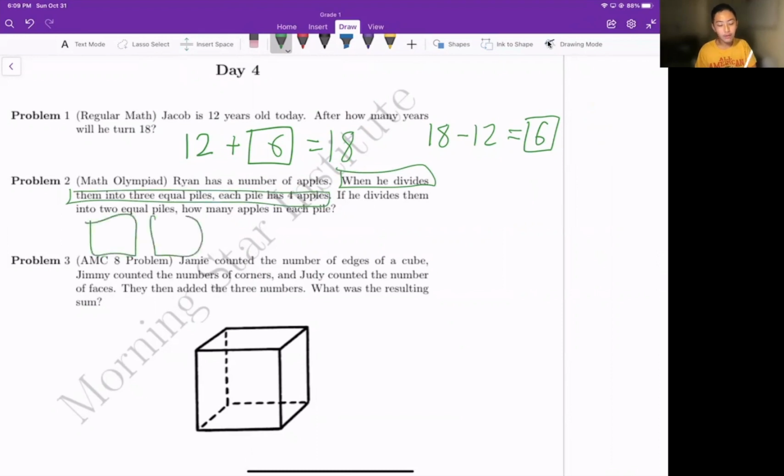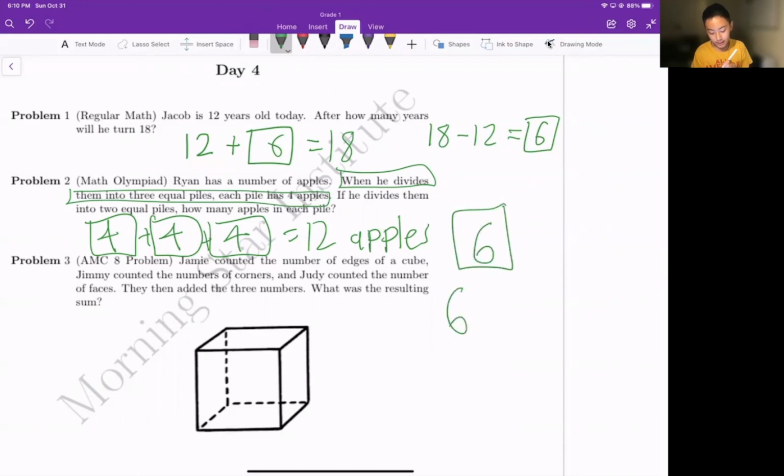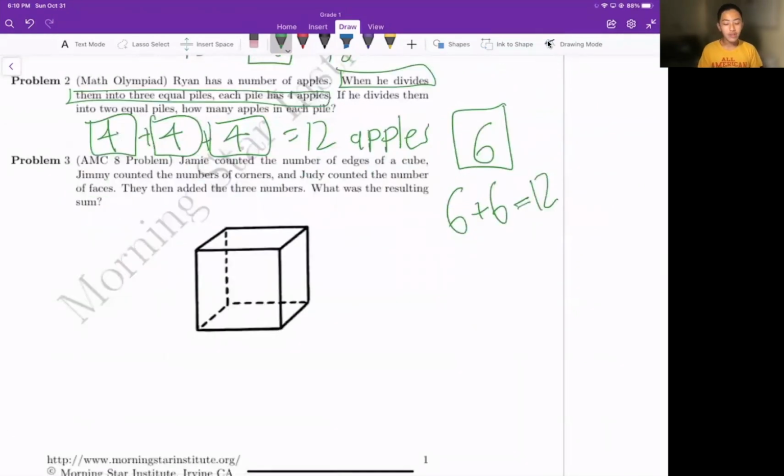So we're going to draw out 3 piles, and each pile has 4 apples. So 4 plus 4 plus 4 is 12 apples. So from here we can derive that Ryan has 12 apples. And when Ryan divides 12 apples into 2 piles, the answer would just be 6, because 6 plus 6 is 12.